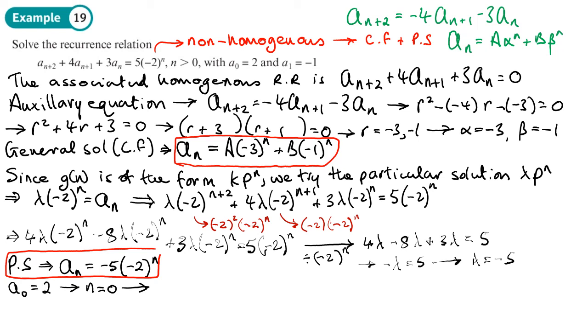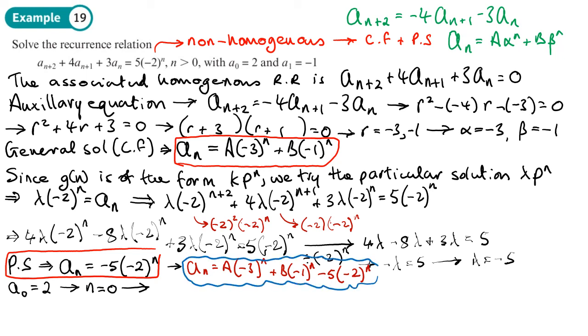So a_n, let's just write it down here, our general solution: a_n equals A times negative 3 to the power n plus B times negative 1 to the power n, then plus the particular solution, so minus 5 times negative 2 to the power n. I thought I'd put this here because this is what we're going to substitute into. Right, first substitution.